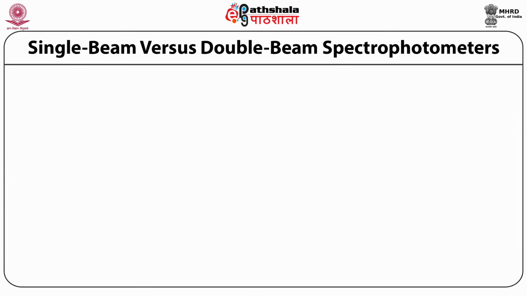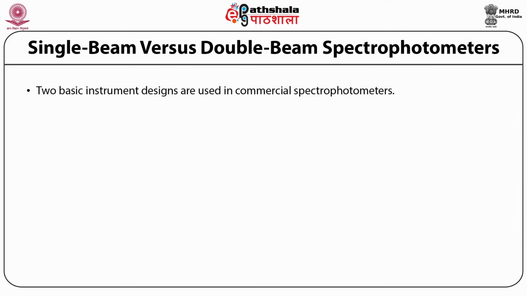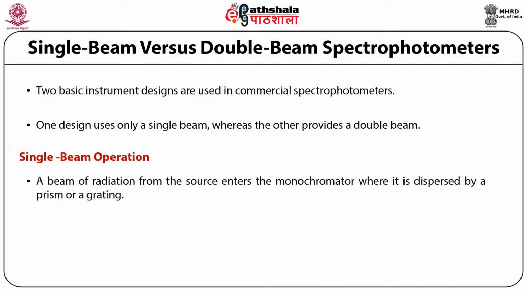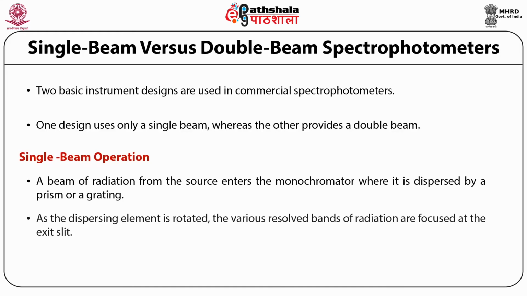Single beam versus double beam spectrophotometers. Two basic instrument designs are used in commercial spectrophotometers. One design uses only a single beam, whereas the other provides a double beam. Single beam operation. A beam of radiation from the source enters the monochromator, where it is dispersed by a prism or a grating. As the dispersing element is rotated, the various resolved bands of radiations are focused at the exit slit. The radiation then passes through the cell and on to a detector.